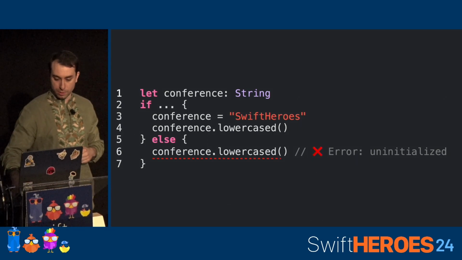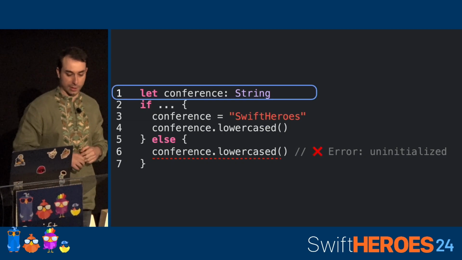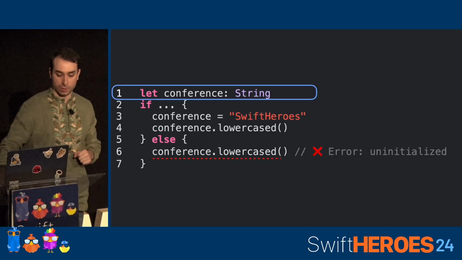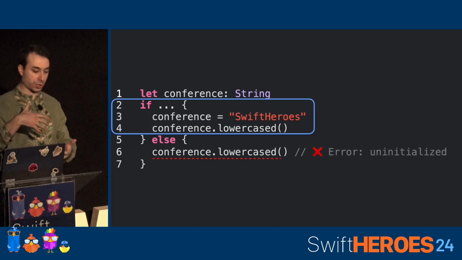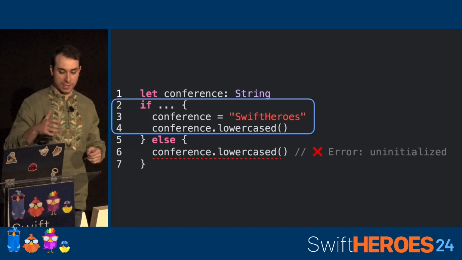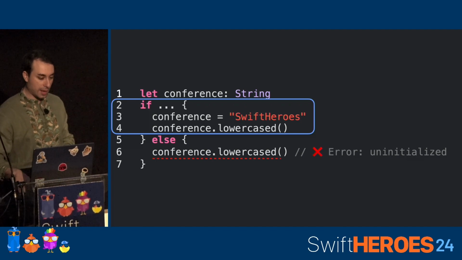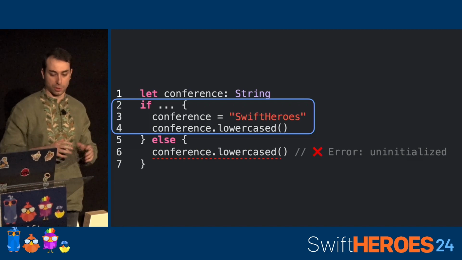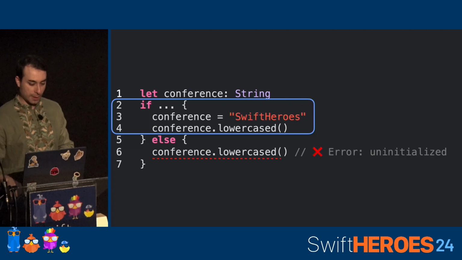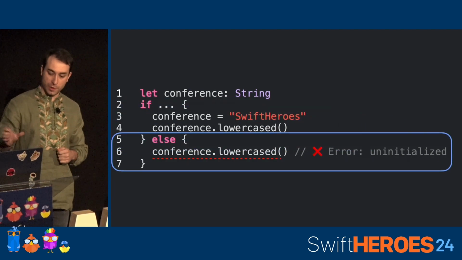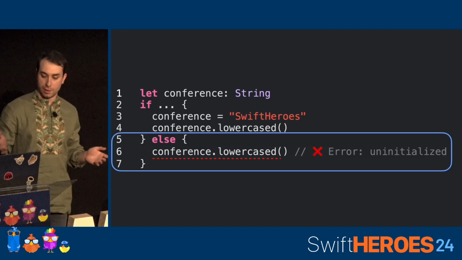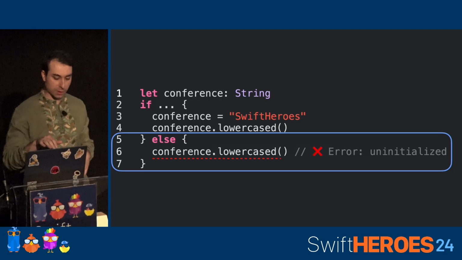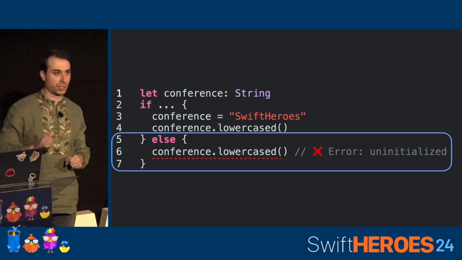Now, if you look at this code, it should be very familiar to everybody, like the behavior, I mean. So we declare a variable, could be any variable. Then inside of one logic branch, we instantiate this variable, like we assign a value to it, in this case with Swift heroes. And on line 4, we can actually do something, right? Like we can lowercase, we can call functions. But in the else clause, Swift would actually give us this very familiar error. I'm sure you all saw this, which is like, oh, hold on, you're trying to call functions on this variable, but you haven't instantiated it yet.